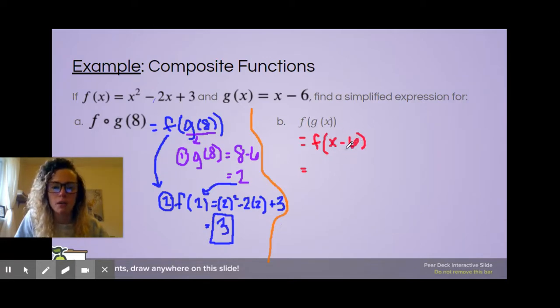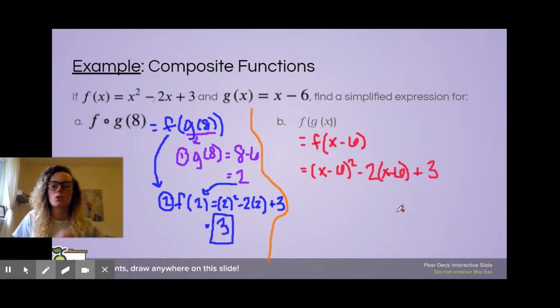I'm taking x minus 6 and I'm replacing both x's in f with that x minus 6. So I'll have, again using parentheses, (x minus 6) squared minus 2 times (x minus 6) plus 3. Okay. So one key thing to remember, that a lot of people often forget, is you cannot just distribute the square here. If you feel like you're going to, what I want your next step to be is to expand that out.